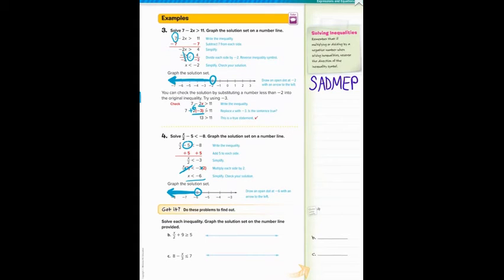Let's work through the got it problems at the bottom. Solve each inequality. Graph the solution set on the number line. We're going to use SADMAP to solve these problems. So the S in SADMAP stands for subtraction. We do not have subtraction. The A in SADMAP stands for addition. We do have addition. Let's circle the addition. The opposite of addition is subtraction. So let's subtract 9.